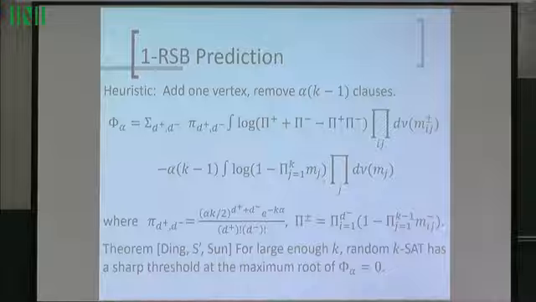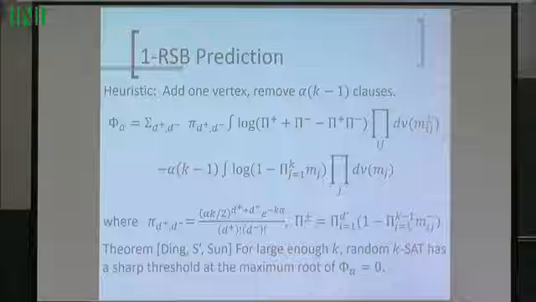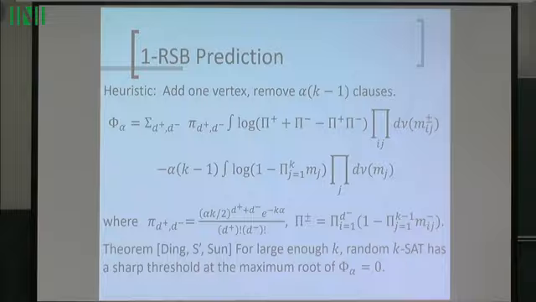So it's the largest root of phi, and so it's essentially the point at which you expect the number of clusters to go from growing exponentially to being exponentially small. So one thing you could ask is, well, why do we need k to be large enough?